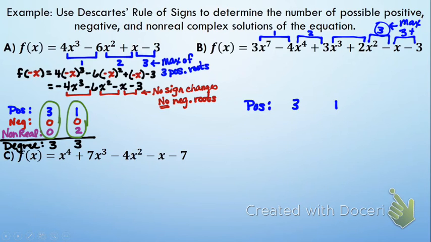Now we're going to sub in negative x. I realize the bell is probably going to ring while I'm doing this. Oh, that should be to the 7th power there, not squared.